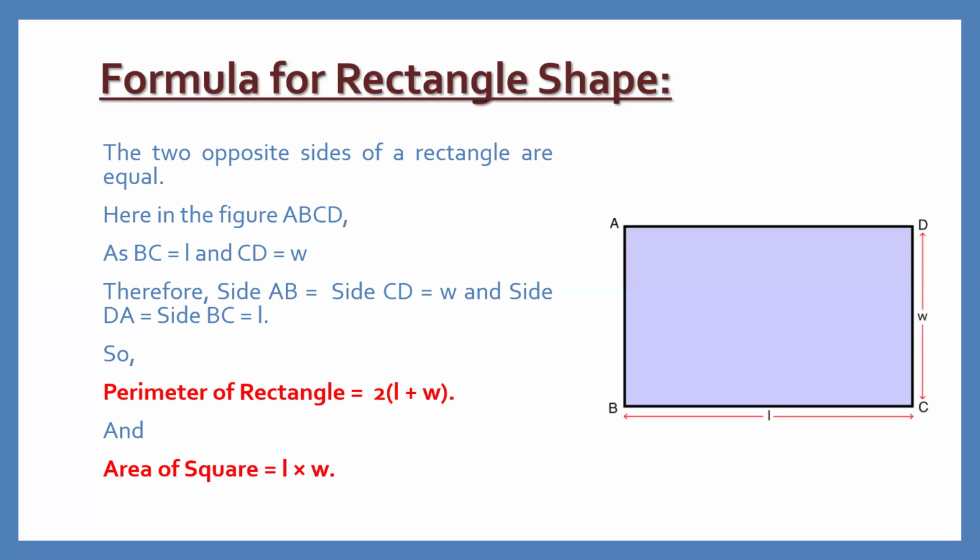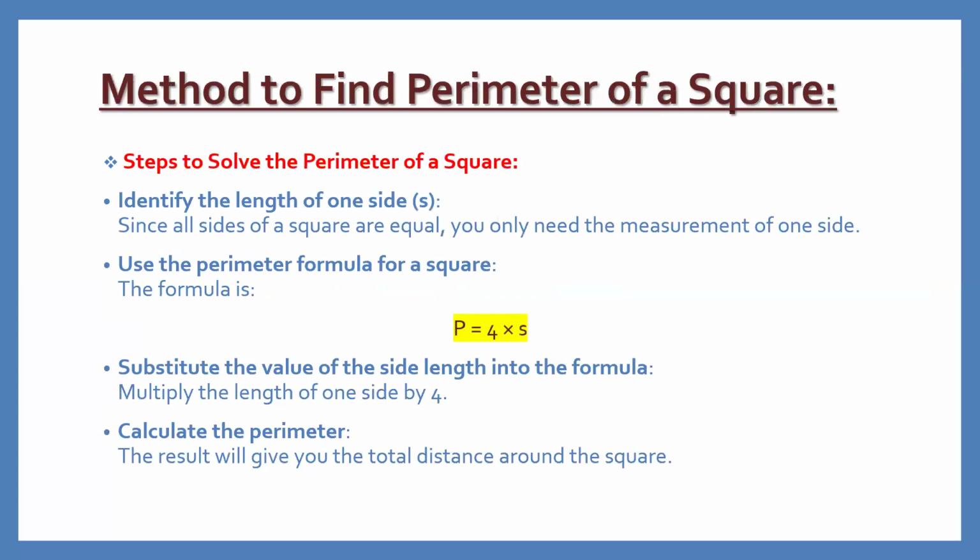And side BC is equal to side AD because opposite sides are equal, therefore they are equal to L. So the perimeter of a rectangle is 2 multiplied by (length plus W, meaning width), and the area of a rectangle is L into W, meaning length multiplied by width.